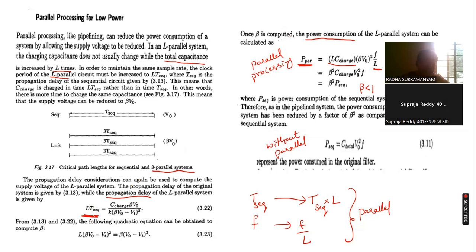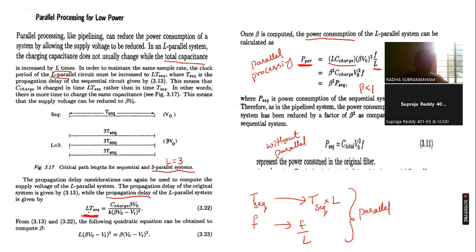And here the time, T sequence, is increased by L value equal to 3 here. You can see it is a 3-level parallel processing. So L value equal to 3. With respect to the general formula, C V naught by K into V naught minus VT whole square, wherever V naught is there, it will change to beta V naught. Beta value is less than 1.